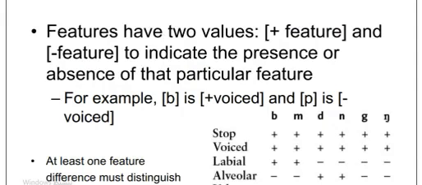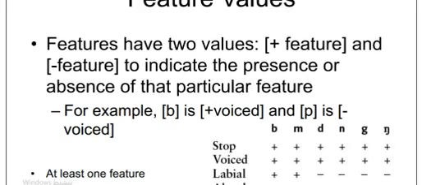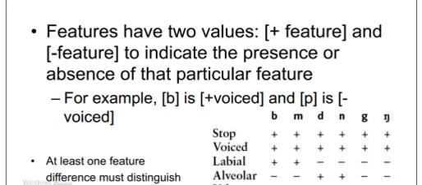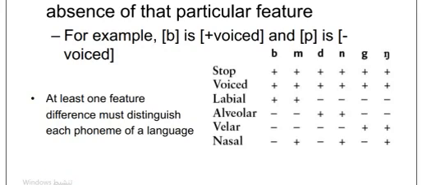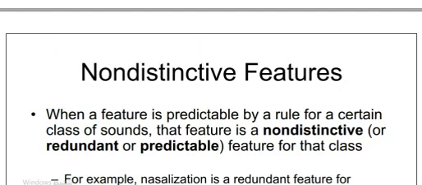Let's look at this part, feature value. We practiced this in the previous weeks, how we give the features for the consonant. Here we have the features: stop, voiced, labial, alveolar, velar, nasal. Within this we have voiced and voiceless. Plus means voiced and minus means voiceless. We practiced this previously, so we don't want to talk about it again.